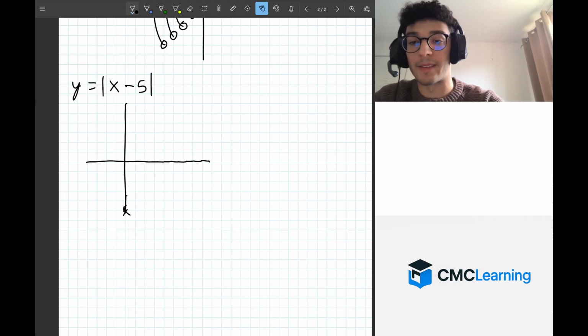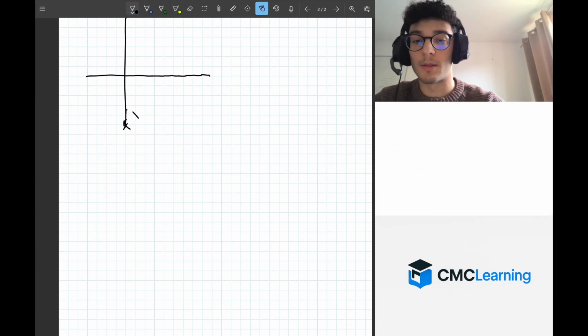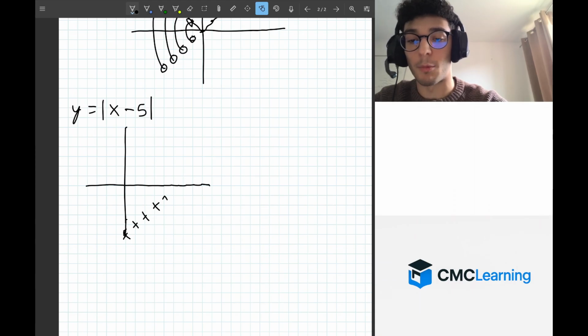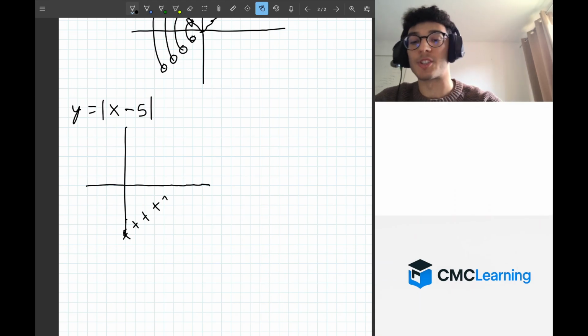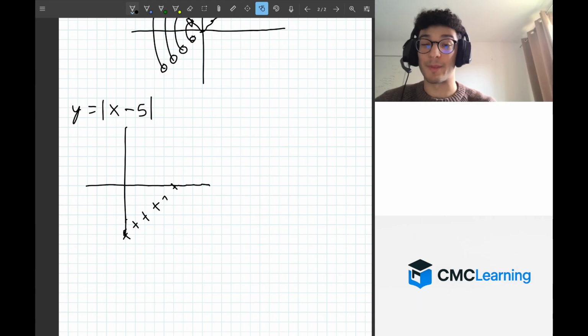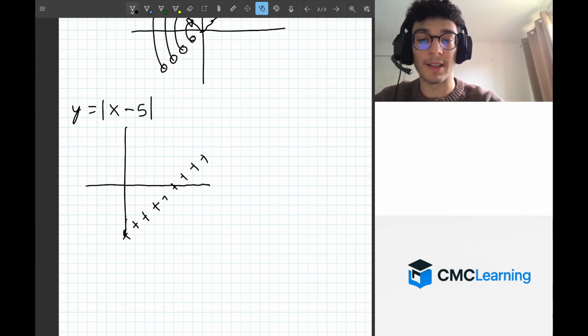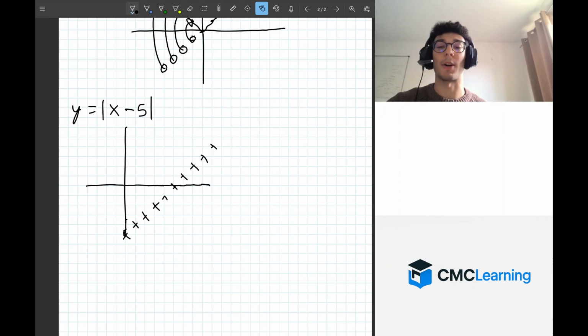When x is equal to 1, we get negative 4. You can see that this will just go on and on. So negative 3, negative 2, negative 1. And when x is equal to 5, we just get 0. And if we were to keep plotting, we would just end up with a straight line. This is y is equal to x minus 5.